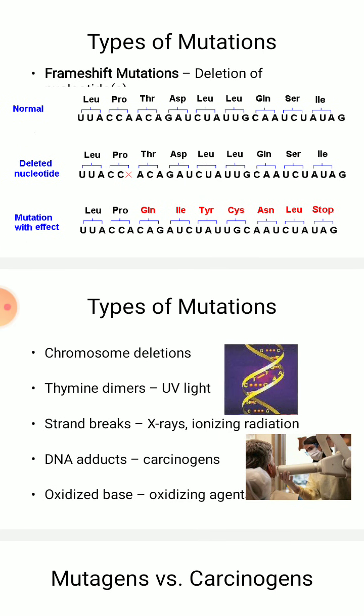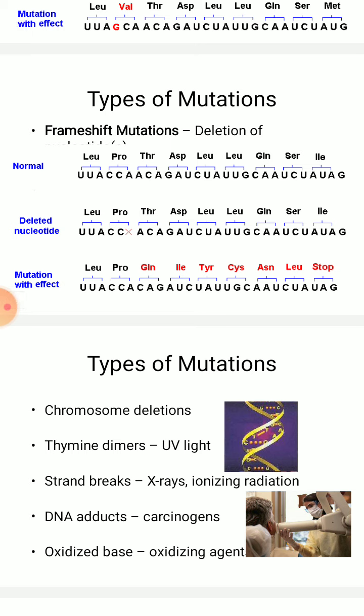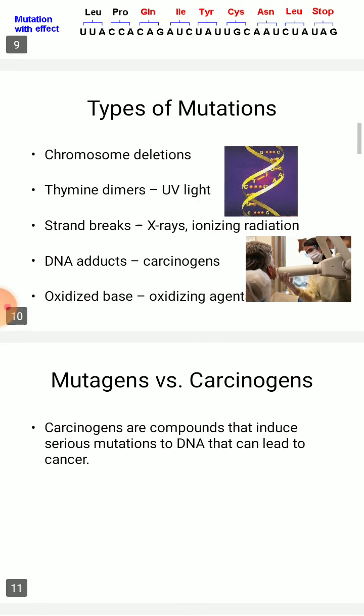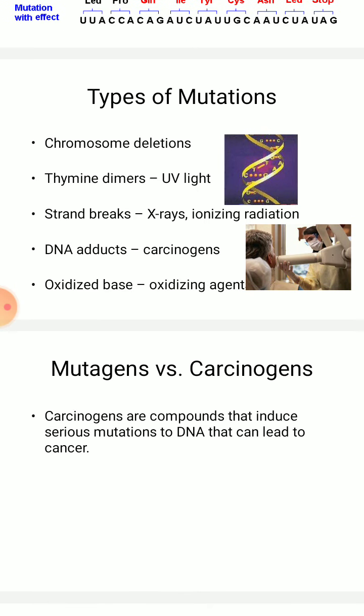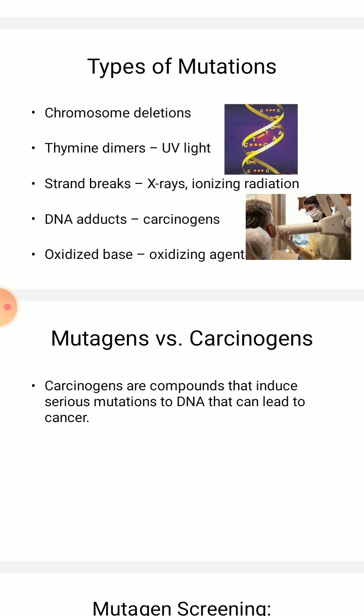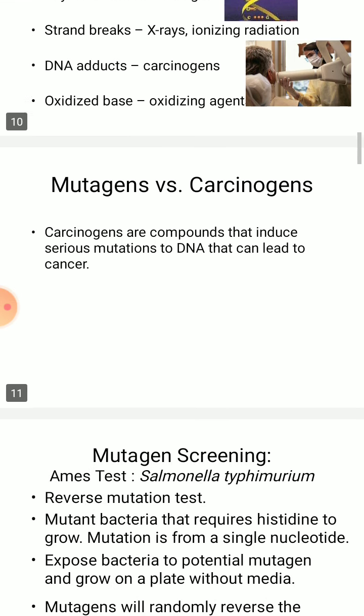Types of mutation include frameshift mutation, in which a nucleotide is either missing or extra added, as you see in the diagram. A mutation that causes an effect: the deleted nucleotide is added in another nucleotide sequence, that causes mutation. Types of mutations also include chromosomal deletions, thymine dimers with ultraviolet light, strand breaks with X-rays or ionizing radiation, DNA adducts, carcinogens, oxidized bases, oxidizing agents.